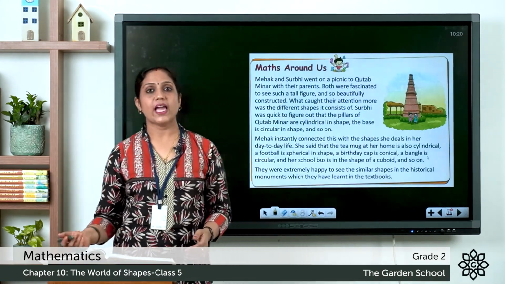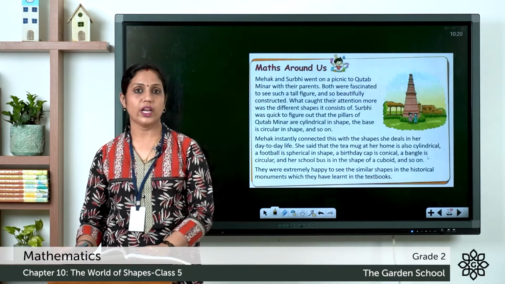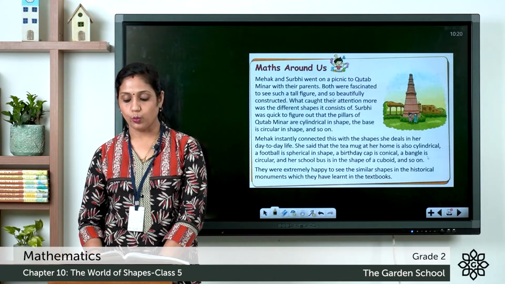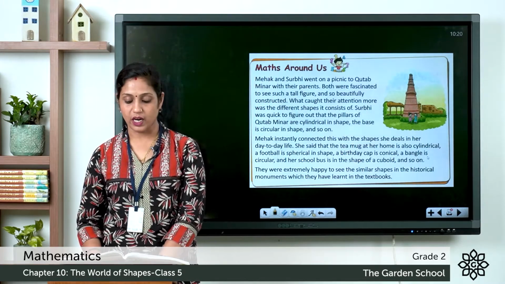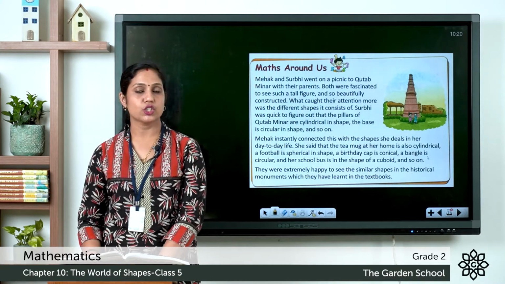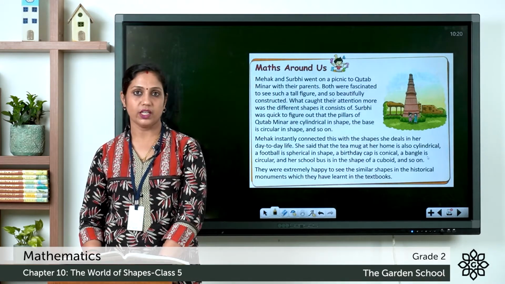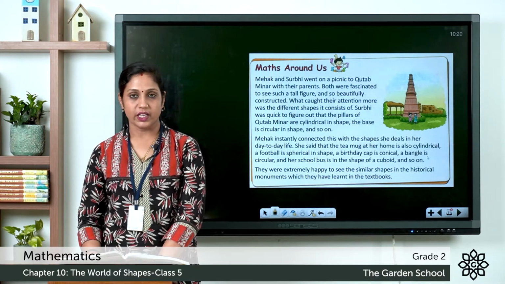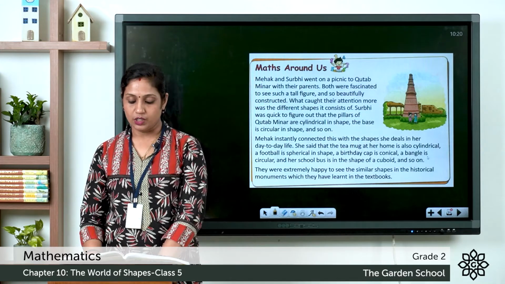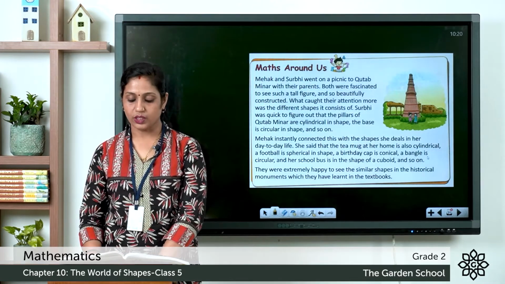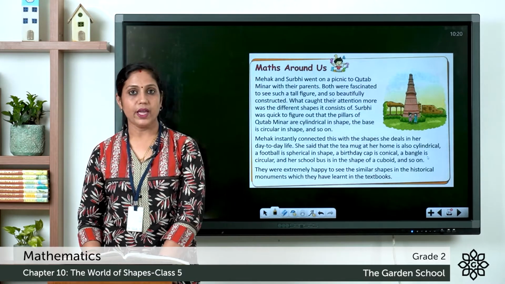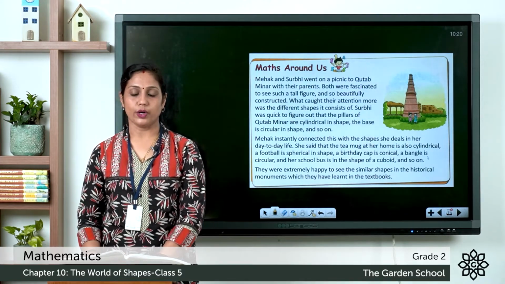Now let's move on to Maths Around Us. Page number 147. Let's read that. Mehak and Surbhi went on a picnic to Qutub Minar with their parents. Both were fascinated to see such a tall figure and so beautifully constructed. What caught their attention more was the different shapes it consists of. Surbhi was quick to figure out that the pillars of Qutub Minar are cylindrical in shape, the base is circular in shape, and so on.